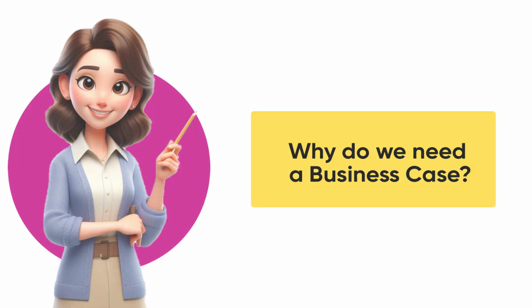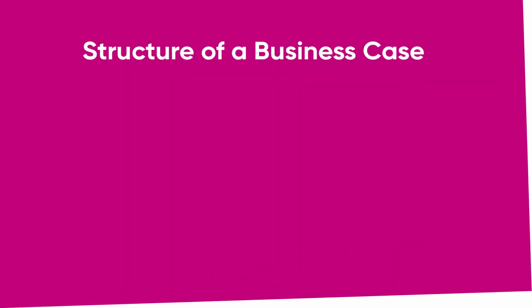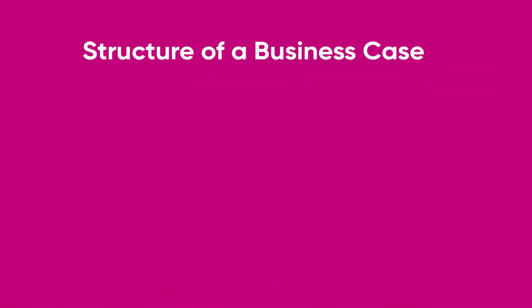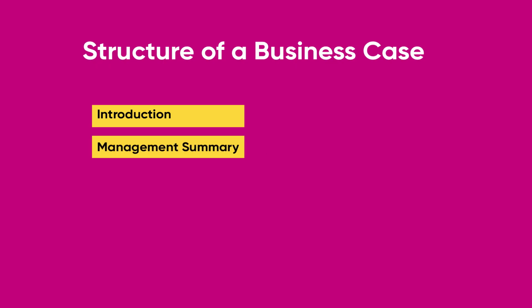The structure of a business case. When it comes to writing one, a typical business case structure might look like this. Introduction. A quick overview of what's coming up in the business case. Management summary. This is the high-level pitch. It gives a quick look at the case without all the detail, perfect for busy execs.